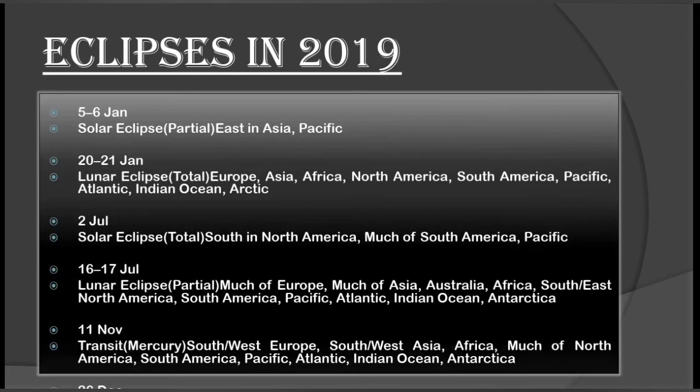On 16 to 17 July, there was a partial lunar eclipse, visible in much of Europe, much of Asia, Australia, Africa, South and East North America, South America, the Pacific, Atlantic, Indian and Arctic. On 11th November, there was a transit of Mercury, visible in Southwest Europe, South or West Asia and Africa, much of North America, South America, the Pacific Ocean, Atlantic, Indian Ocean and Antarctica. So these were the things in 2019.